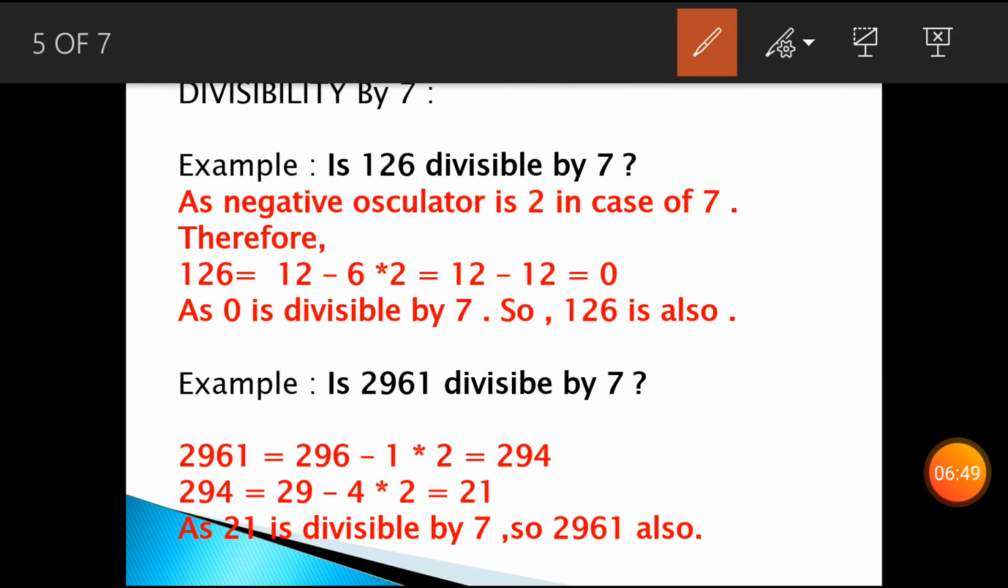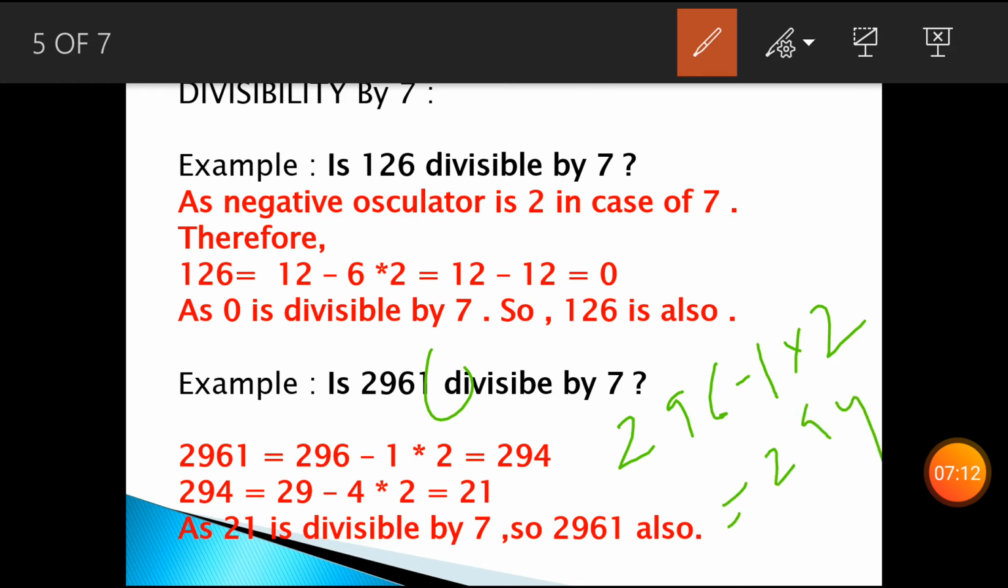Second example, I have picked 2961. In this case the last digit is 1, so 296 will be left with us. So 296 minus, what will happen? 1 is the last digit and the oscillator value is 2. As it is a negative oscillator, that's why we are subtracting. So 296 minus 2 will give us 294.